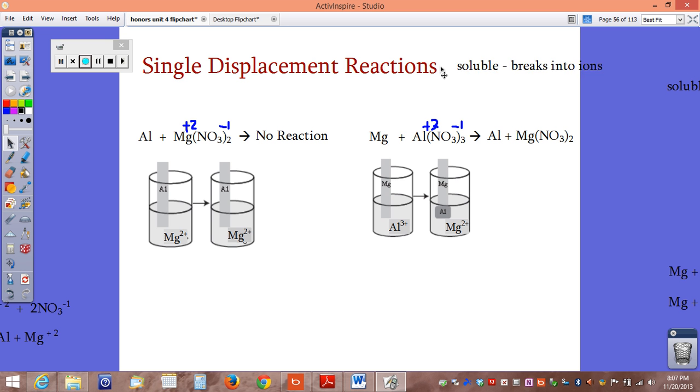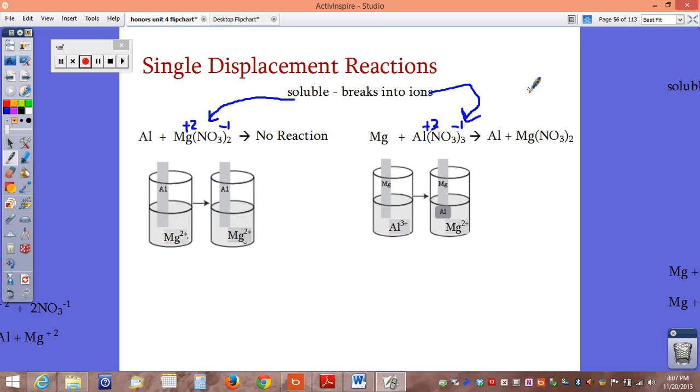Now, from your solubility table, we know that magnesium nitrate and aluminum nitrate are both soluble in water, and as a result, they will break into ions. So what does this look like? For our first reaction that resulted in no reaction, aluminum the metal, then we're going to break up the magnesium nitrate into magnesium ions and nitrate ions. Notice the 2 subscript that meant we had 2 nitrates. We're going to put that in front.